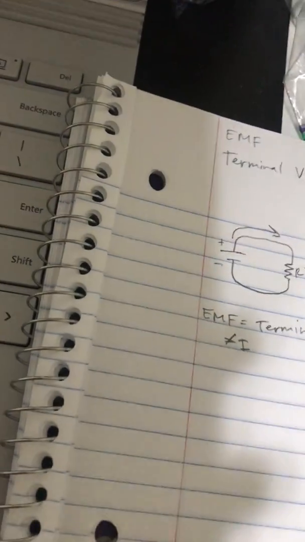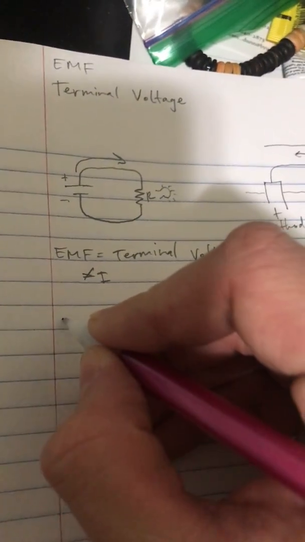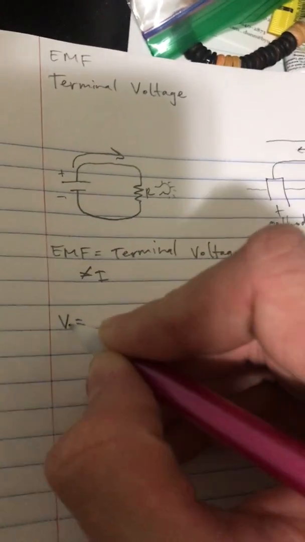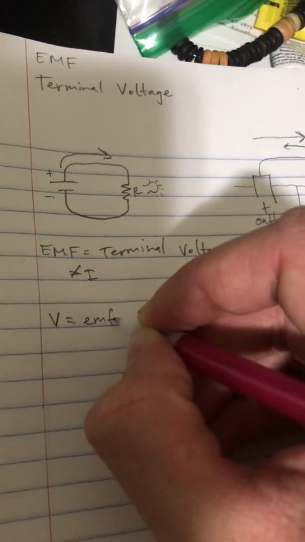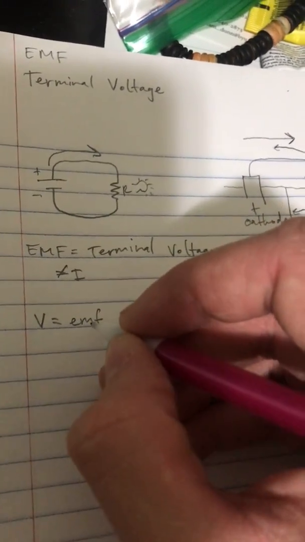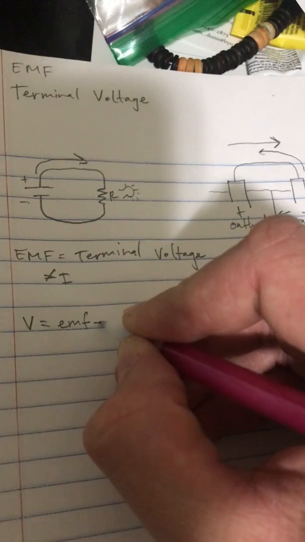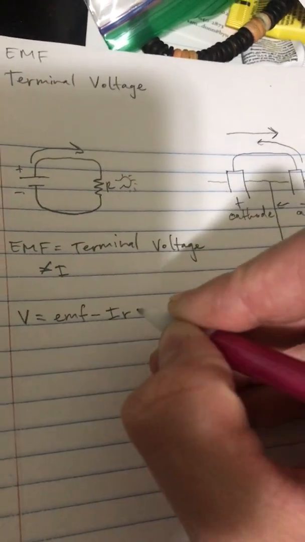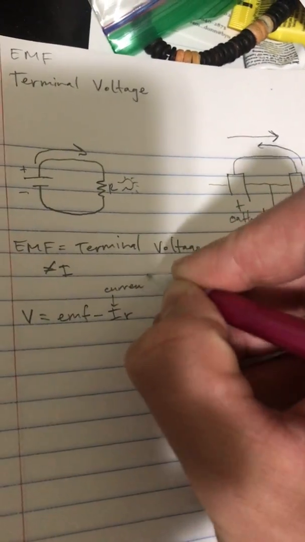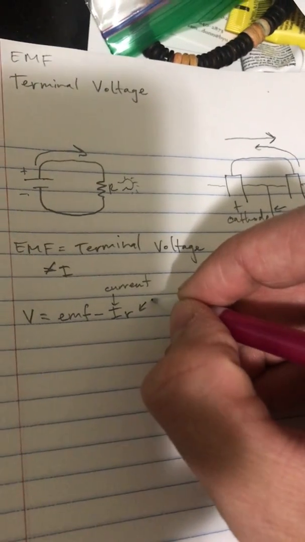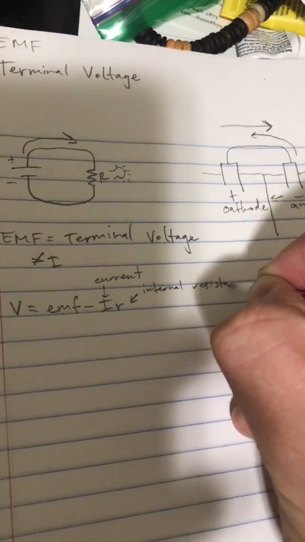Okay. So if we're looking at the relationship between them, terminal voltage is just represented by V, and then terminal voltage equals EMF, which is kind of the theoretical voltage without any internal resistance. But because there is internal resistance, this is going to be related to the amount of current. So this is current, and this is the internal resistance of the battery.